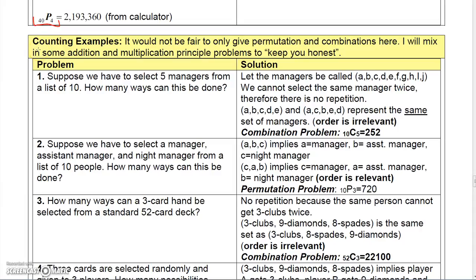Okay, so this exercise or video is going to show you several counting examples where you have permutations, combinations, and I even throw in some multiplication principle and some addition principle problems. So let's look at some of these.